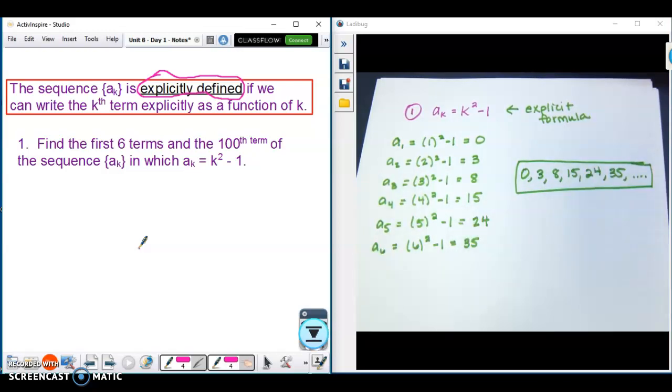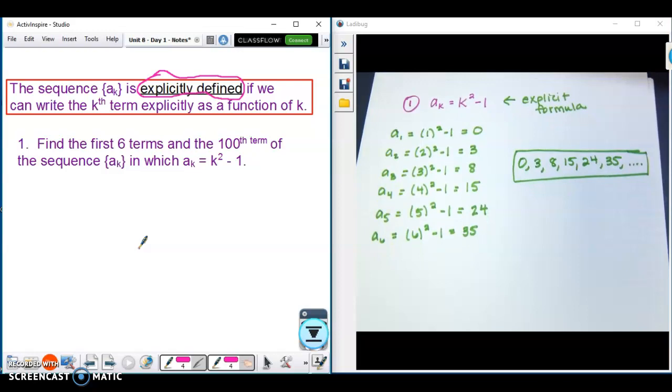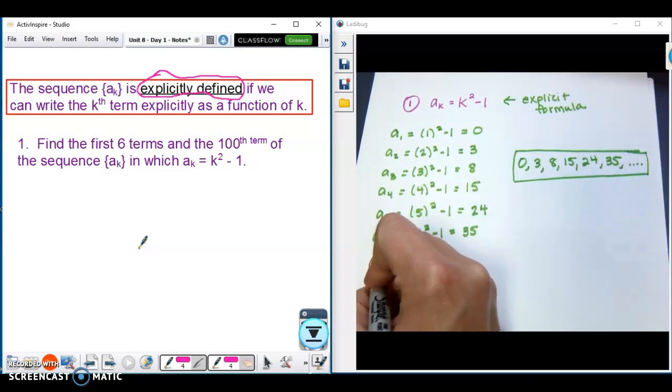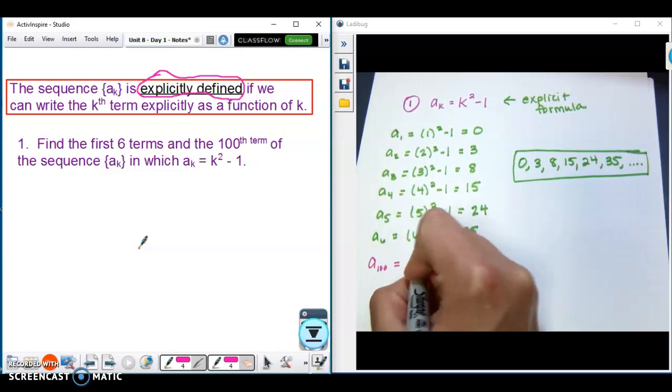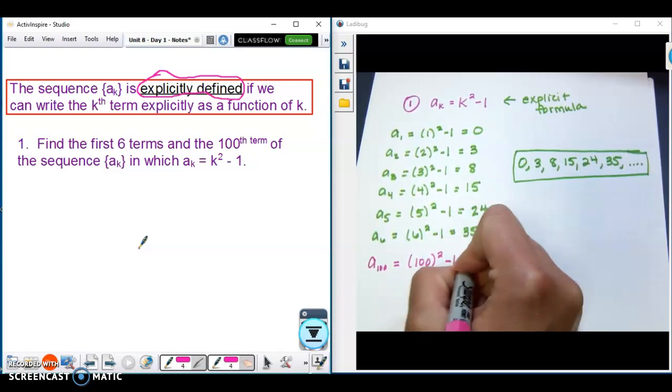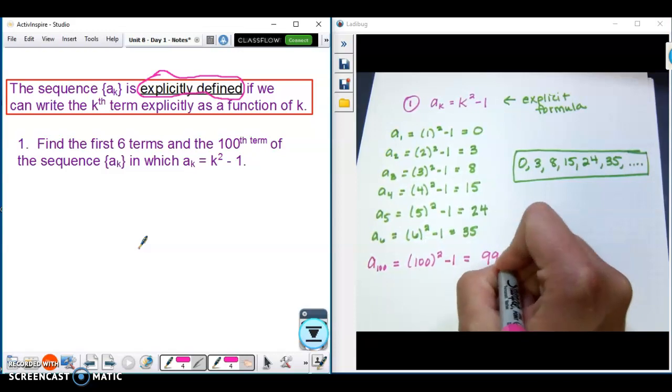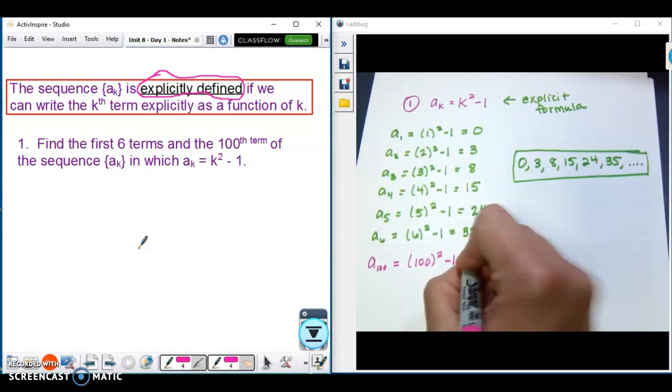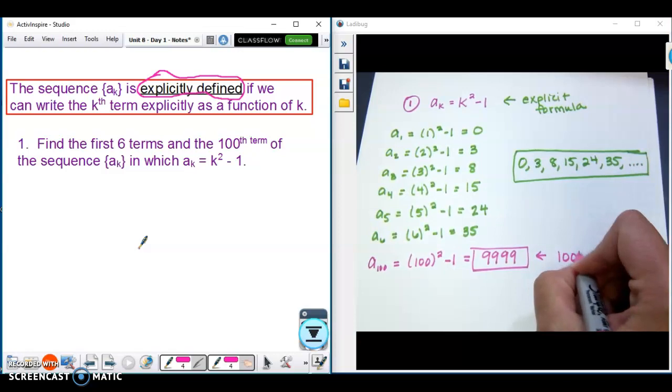Then it also said find the 100th term. Well, because this is an explicit formula, whatever term you want to find, you just plug that number in. So if we wanted to find the 100th term, we would plug in 100 for k, which will give us 9,999. This right here would be our 100th term.